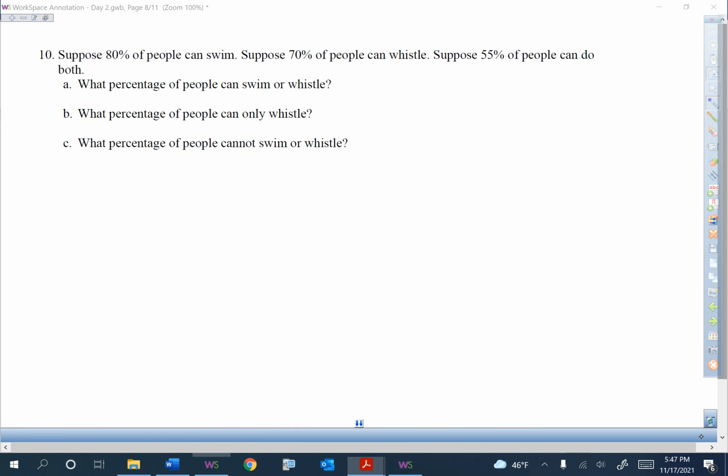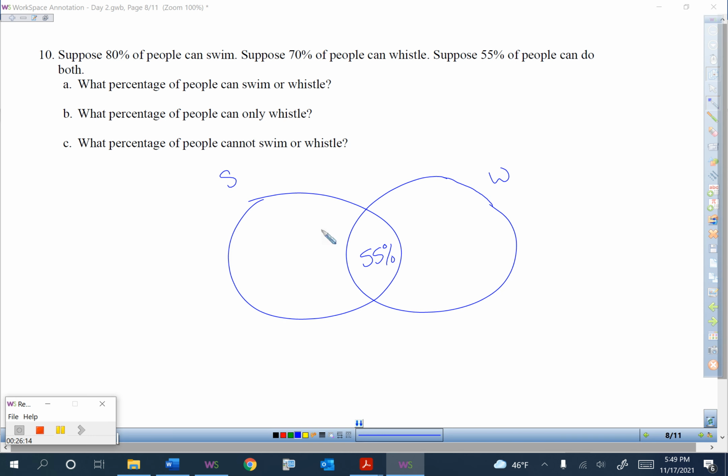Okay, but what I want you to do right now is pause the video and see if you can take care of this one with the swimmers and the whistlers. All right, I actually like to start this one with the both. So 55% of people can both swim and whistle, and with that, I fill in the rest. I knew 80% could swim, so my total has to be 80, but 55% of it is already there, so there's 25% remaining. Same thing with the whistlers. 55% of the 70 go there, so there's 15% left over who only whistle, can't swim.